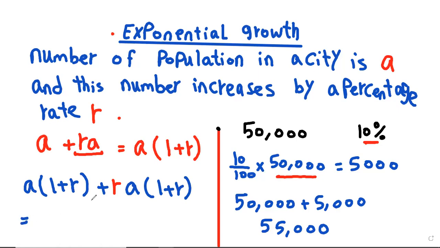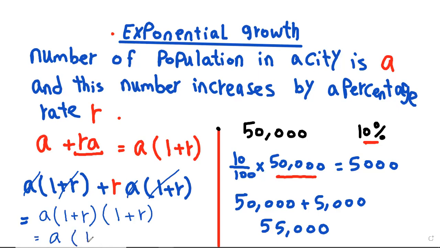So here we have a common factor. What is the common factor? 1 plus R is repeated and A is repeated. So we can take A and 1 plus R as a factor. If we took A as a factor and 1 plus R as a factor, then you are left with 1 plus R, because this expression has been written. So we can write it as A times 1 plus R to the power of 2.